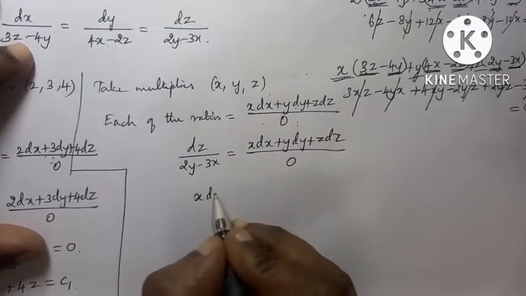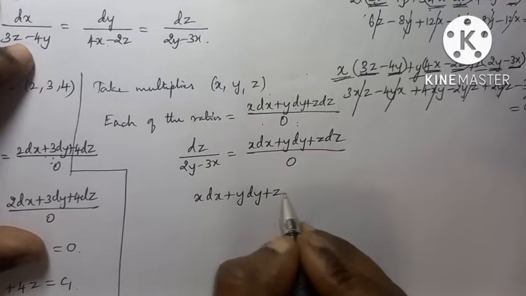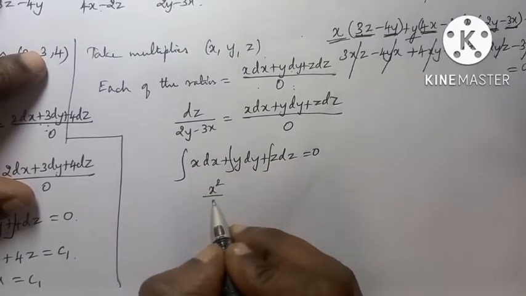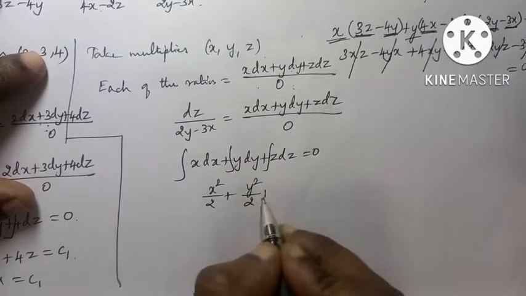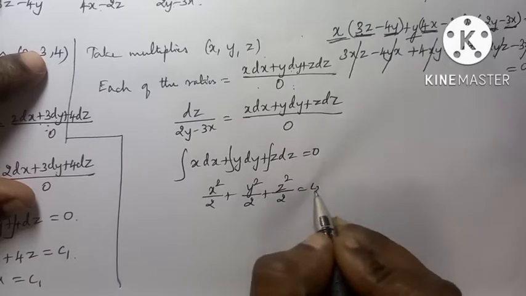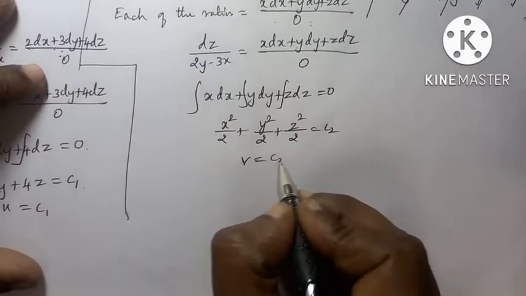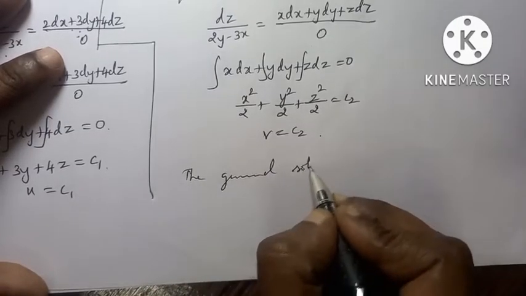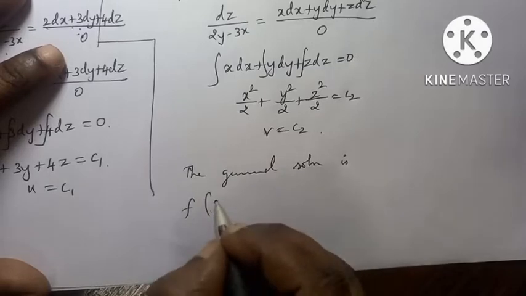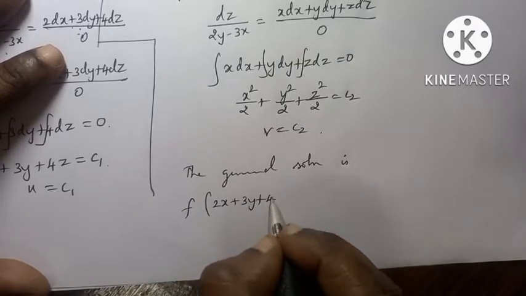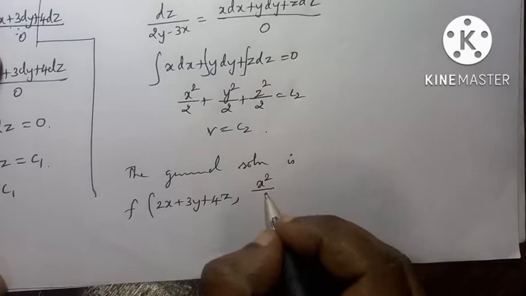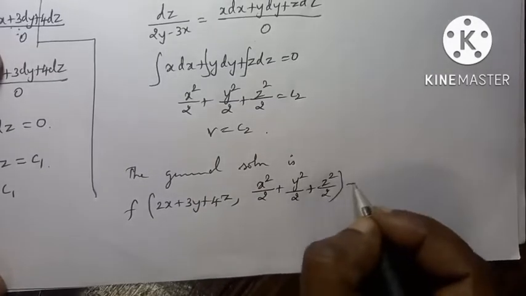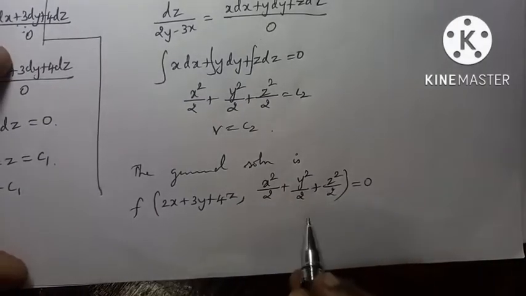Cross multiply: x dx plus y dy plus z dz equal to 0. Integrate: x square by 2, y square by 2, z square by 2 equal to C2. V is equal to C2. Hence, the general solution is f of u comma v, or v comma u, whatever it is, equal to 0, which is the solution. Okay.